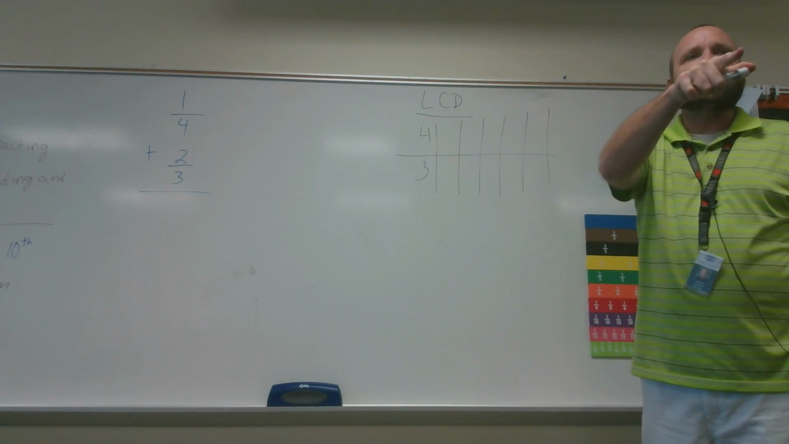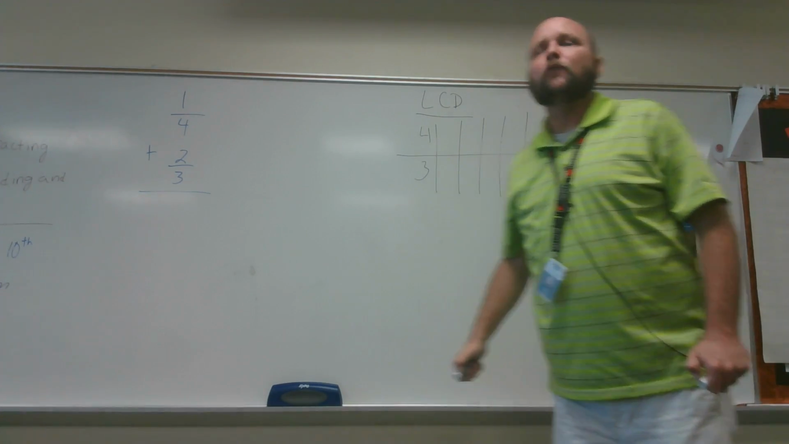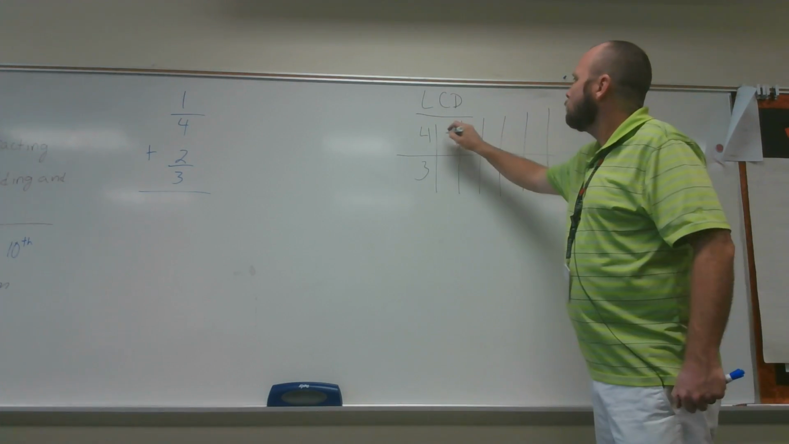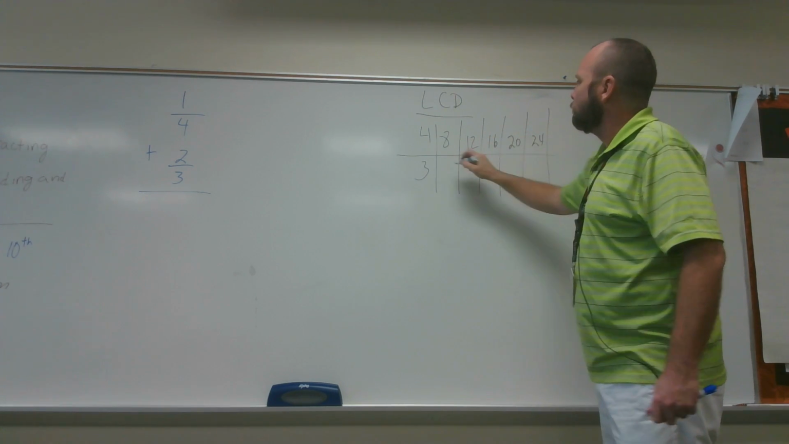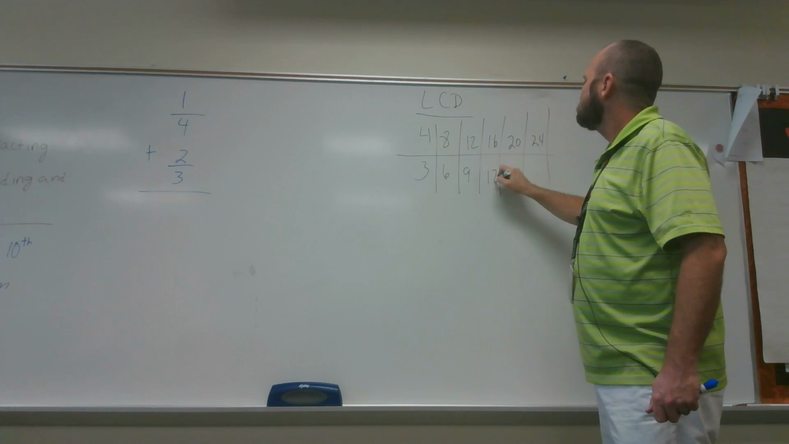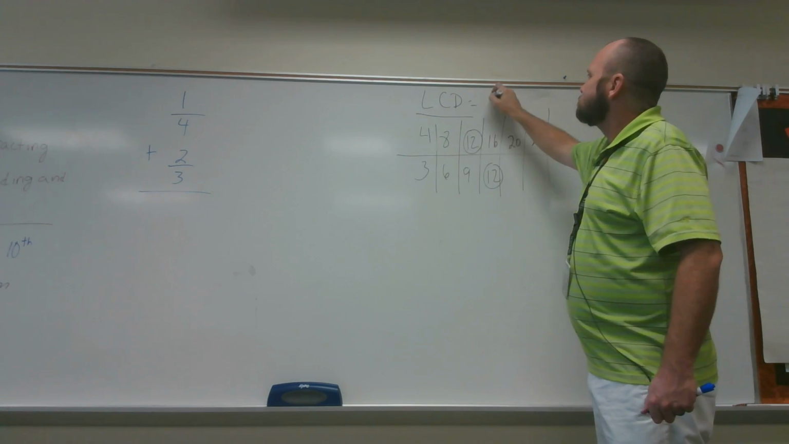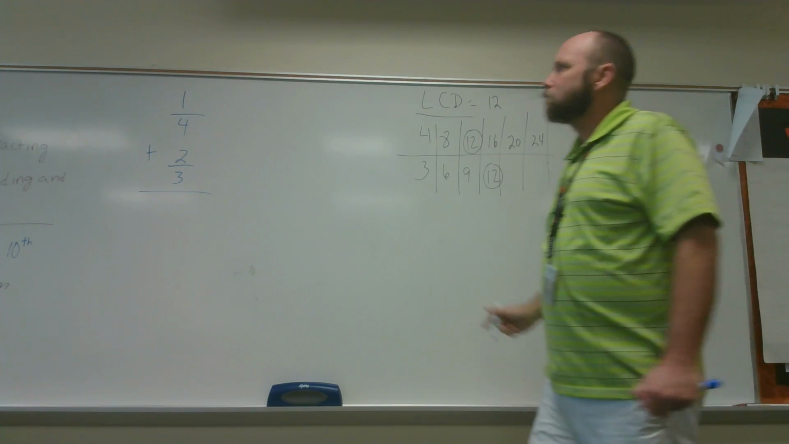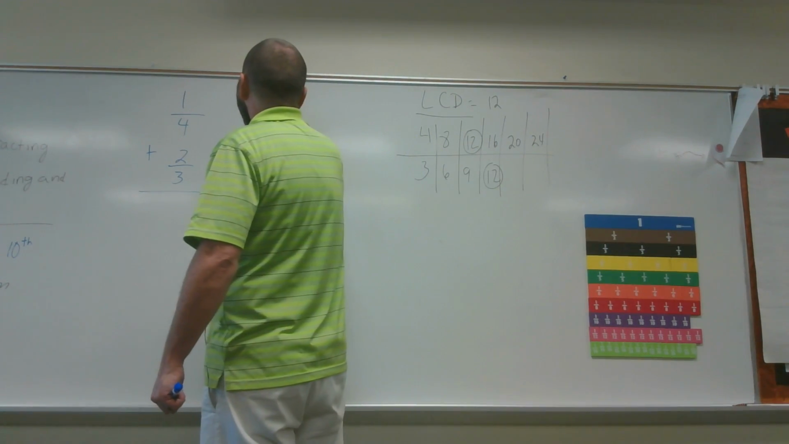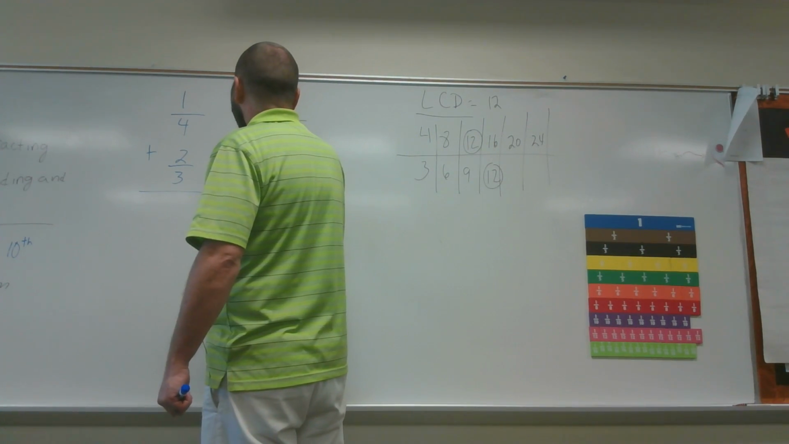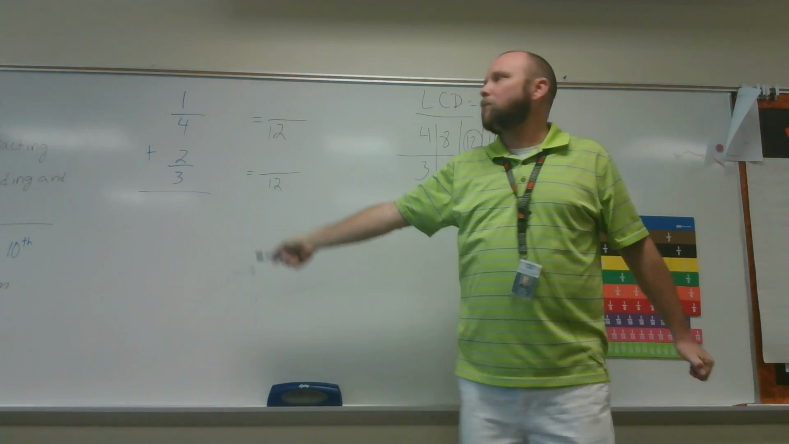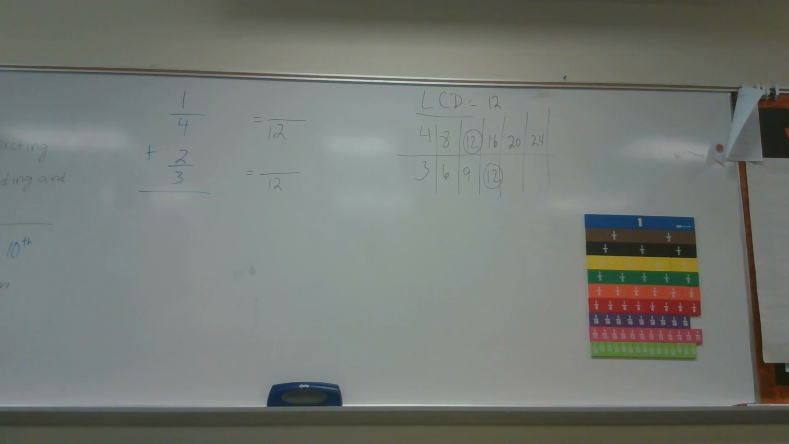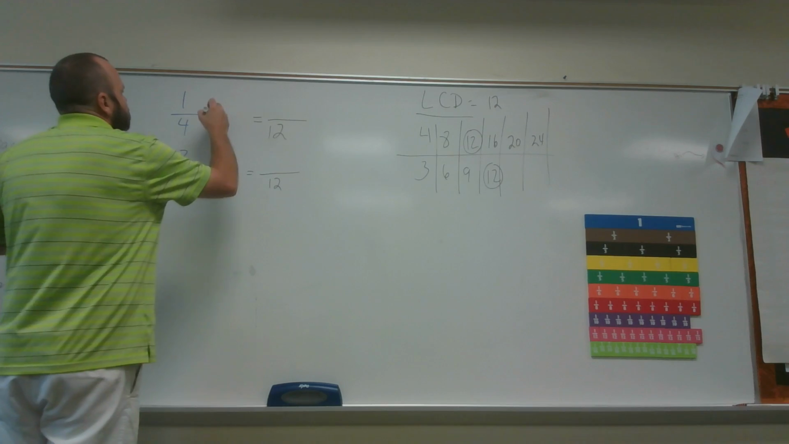Okay, you're doing factors. No, you're right. So 4, 8, 12, 16, 20, 24, and 3, 6, 9, 12. Stop. There it is. 12. My least common denominator is 12. So I'm going to change both of these fractions so that they have a denominator of 12. Do either one of them currently have a denominator of 12, Ethan? No. So I need to change both of them.